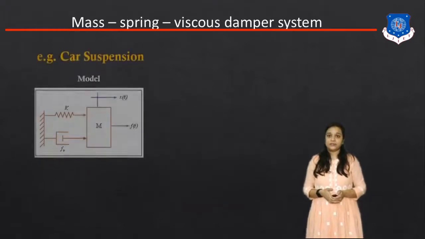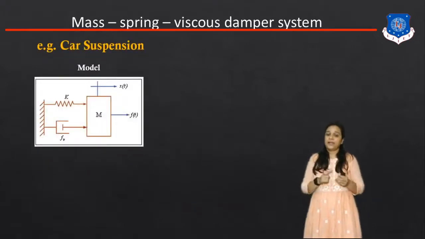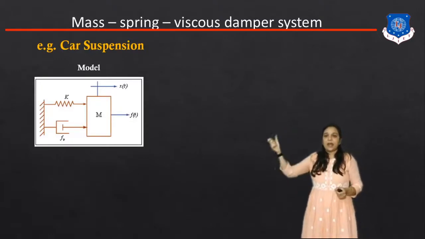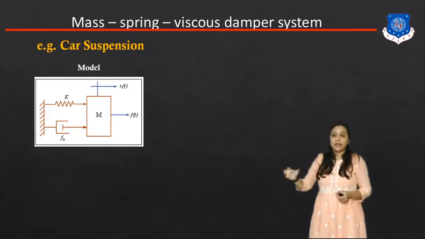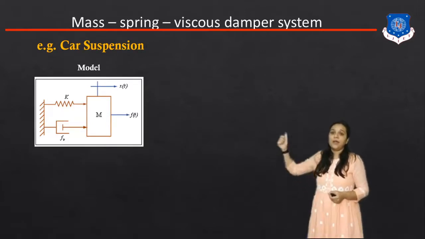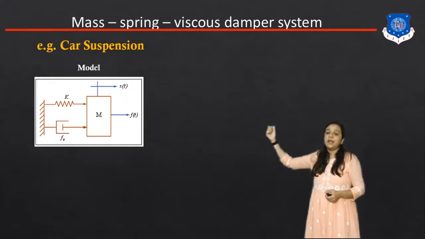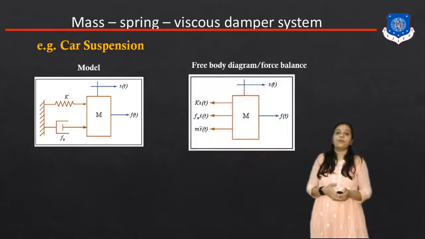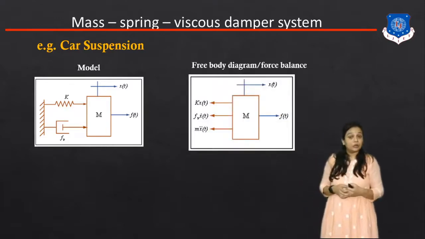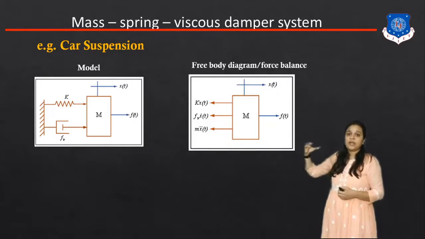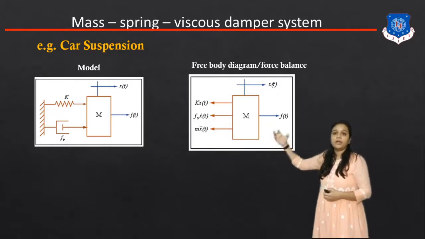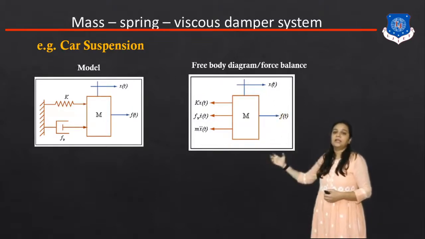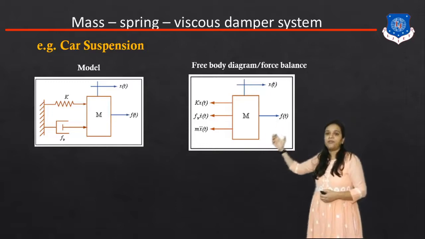Now the next one: we can take an example of the mass spring damper system. In the car suspension example, force is applied, mass is there, friction is there, and the spring is connected between the ground and the mass. If we draw the free body diagram for this system, force is my input and my mechanical components will be mass, friction and the spring, indicated as M, F and K.